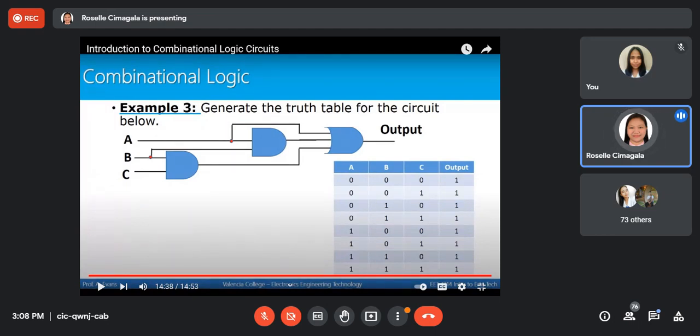We had already an intro discussion for combinational circuit. For the resources that I'll be giving you, the material that I'll be giving you are the different combinational circuits, commonly used in logic circuit. So I'll be giving you a PDF file discussion on the different circuits.